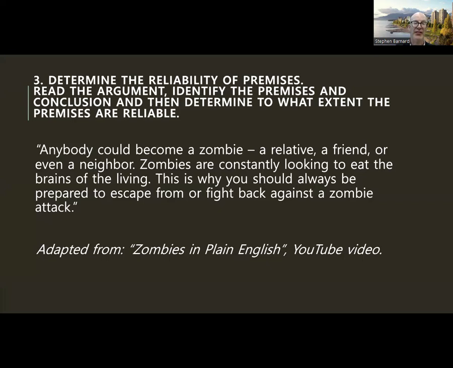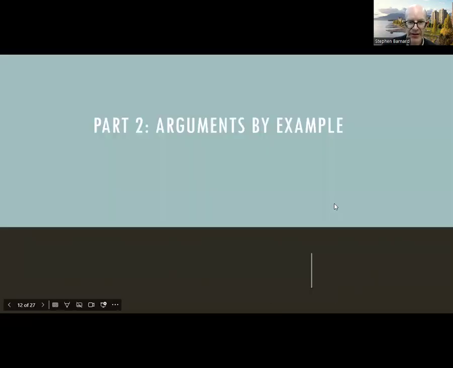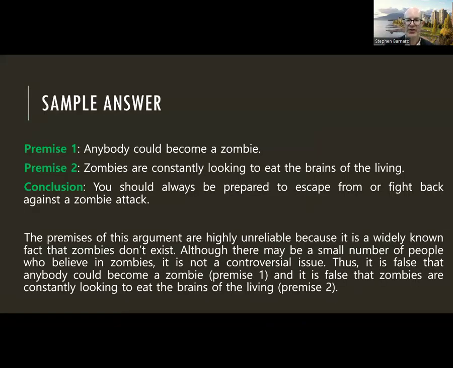I've given you here a very, very easy example. If I want you to determine the reliability of certain premises, first you have to identify the premises, separate them from the conclusion, and then look at those premises and see how reliable they are. And I'd like you to construct an answer similar to this. So, premise number one, identified that. Anybody could become a zombie. Premise number two, zombies are constantly looking to eat the brains of the living. And this leads us to our conclusion: you should always be prepared to escape or fight back against a zombie attack.